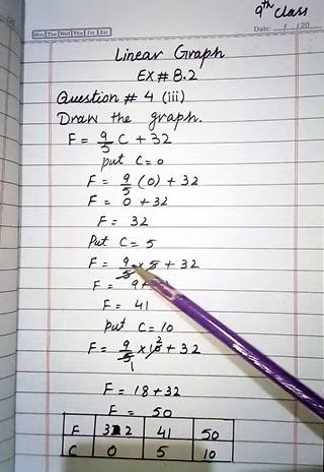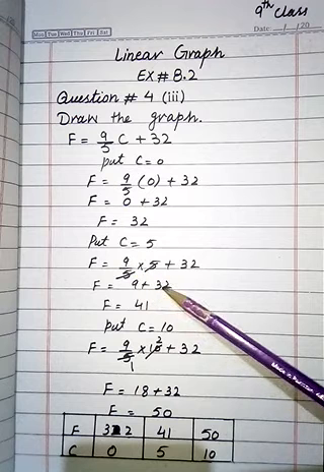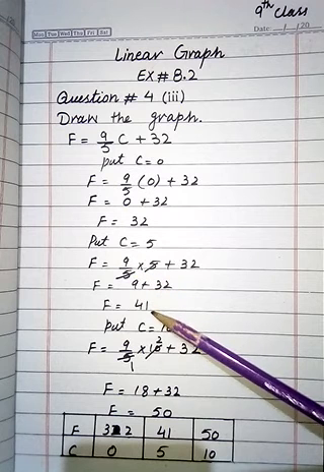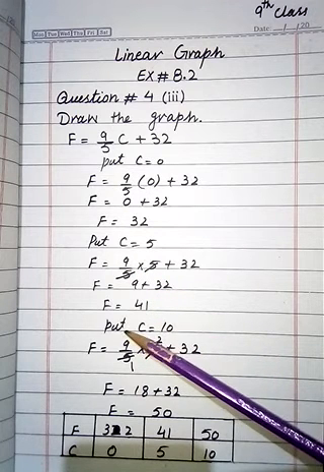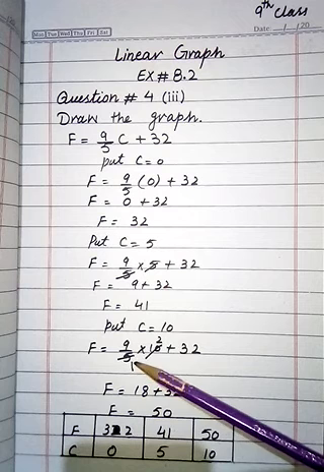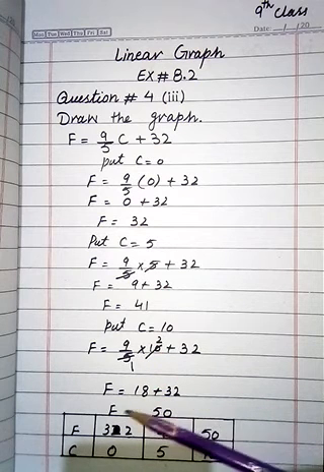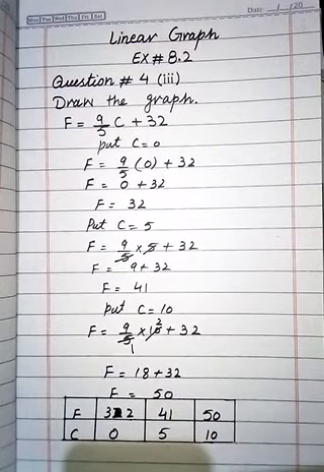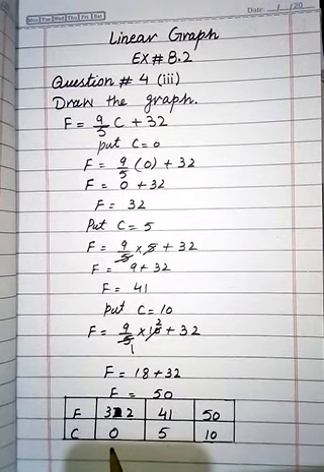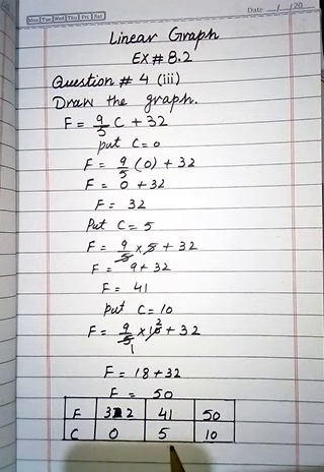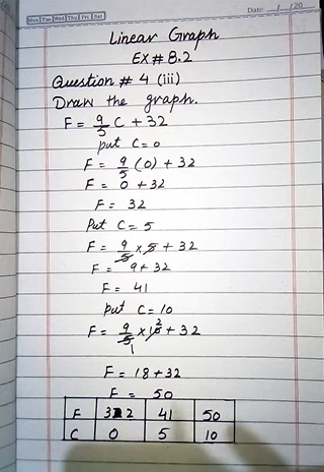5 cancels with 5. Now the left term is 9. 9 plus 32 equals 41. Next, put C equals 10. Now 5 ones are 5, 5 twos are 10, 2 nines are 18, 18 plus 32 equals 50. Now you have to construct the table. At C equals 0, you get 32. At 5, you get 41. At 10, you get 50. Now you have to construct the linear graph for this table.